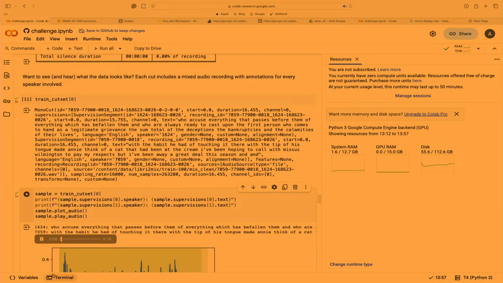With the habit he had of touching it there with the tip of his tongue, made Annie think of a cat that had been at the crate. I've been hoping to call with Mrs. Flemington to pay my respects, but I've been away a great deal this season. And so basically this is the training data, what we are training on.